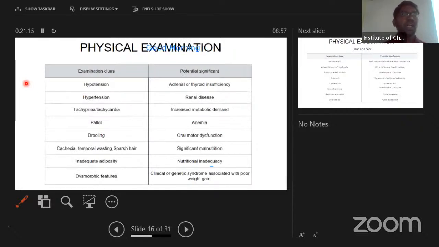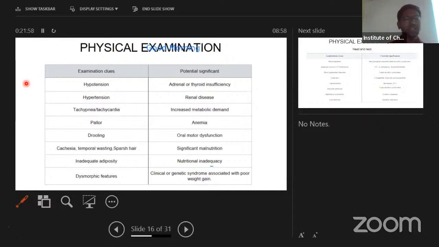In the physical examination, hypotension is seen in adrenal and thyroid insufficiency patients. Hypertension we can see in renal disease. Tachypnea and tachycardia are seen when there is increased metabolic demand. Whether pallor is present or not, whether breathing is abnormal or not. In our case, the patient was cachectic and pallor was present. Also inadequate adiposity is there.